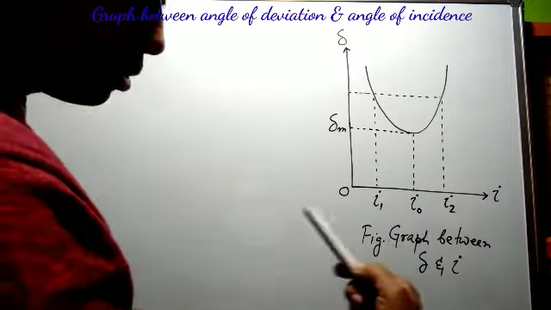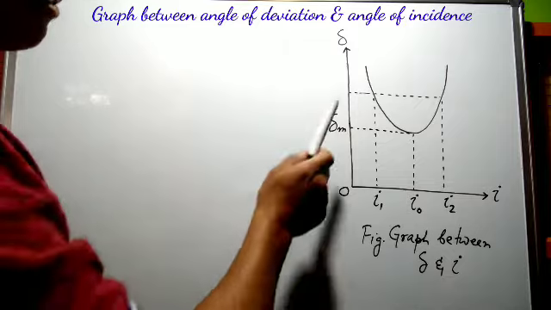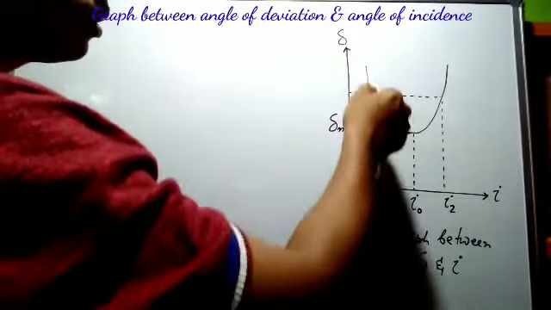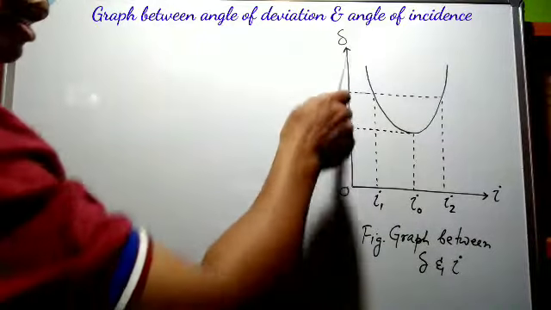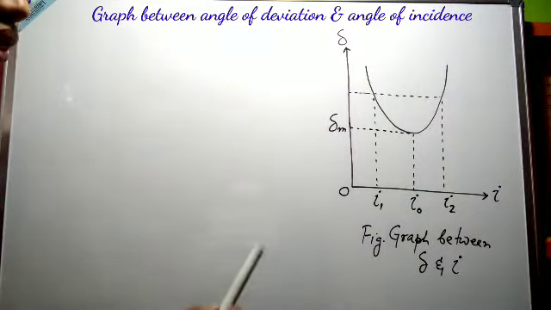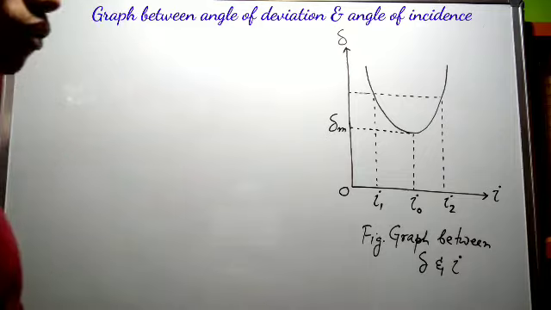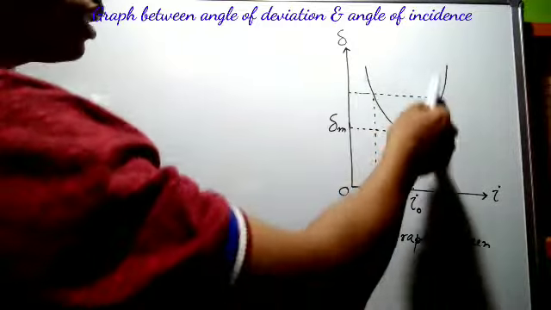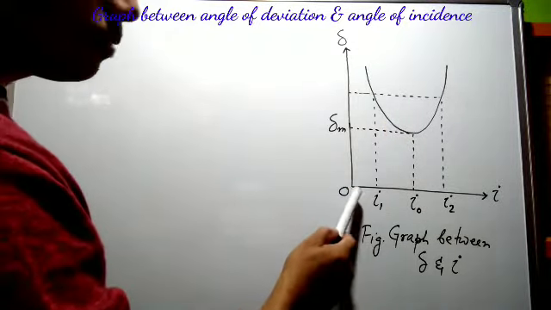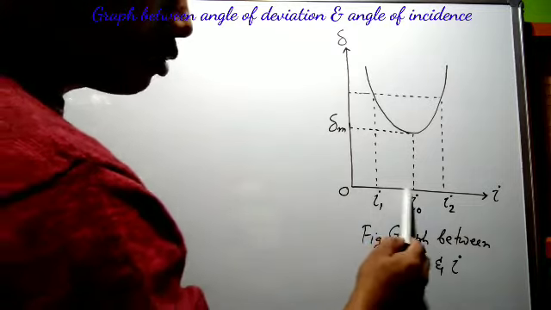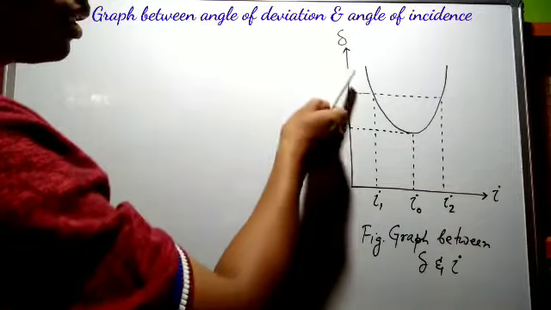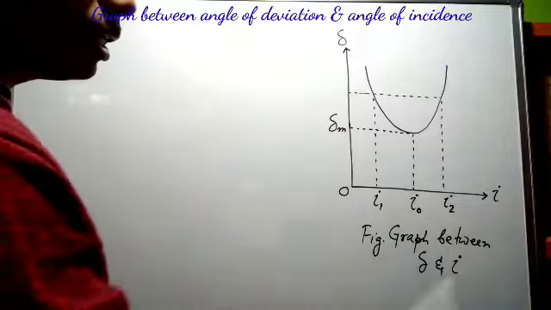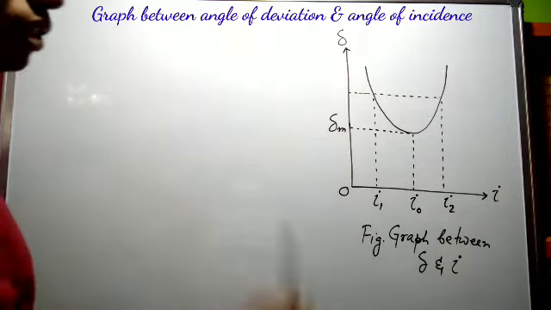The nature of the graph between angle of deviation produced by a prism and the corresponding values of angle of incidence is in the form of a curve. As the angle of incidence increases from zero, the angle of deviation delta decreases. That is, delta decreases with increasing angle of incidence I from 0 degree.